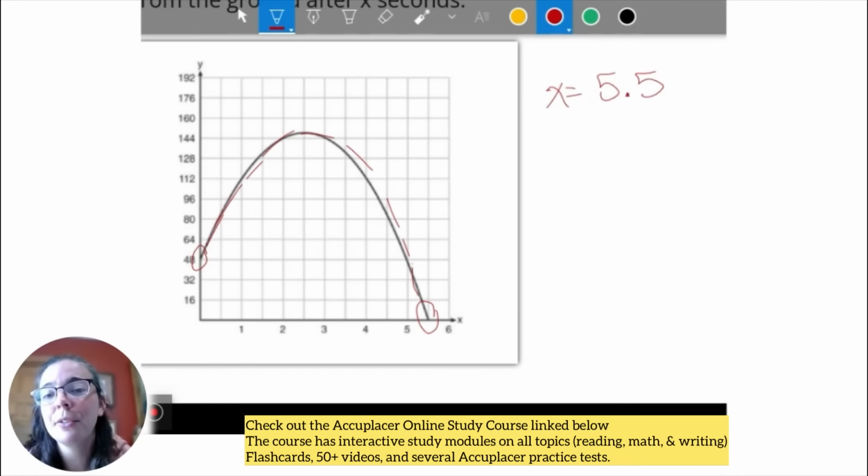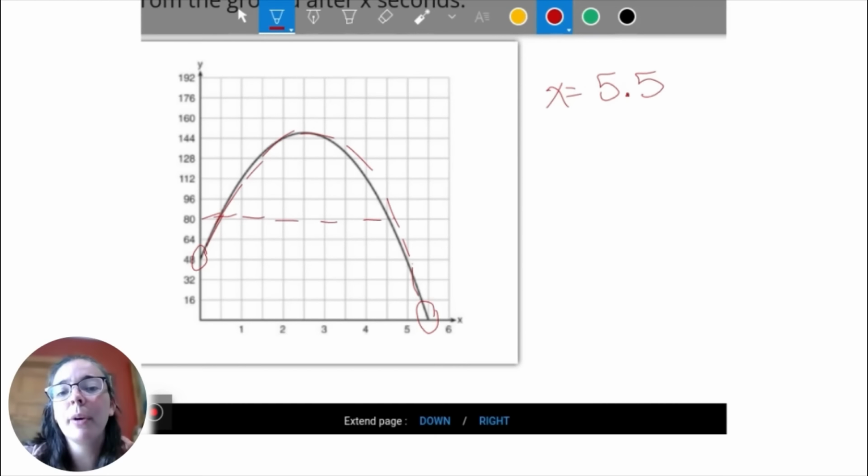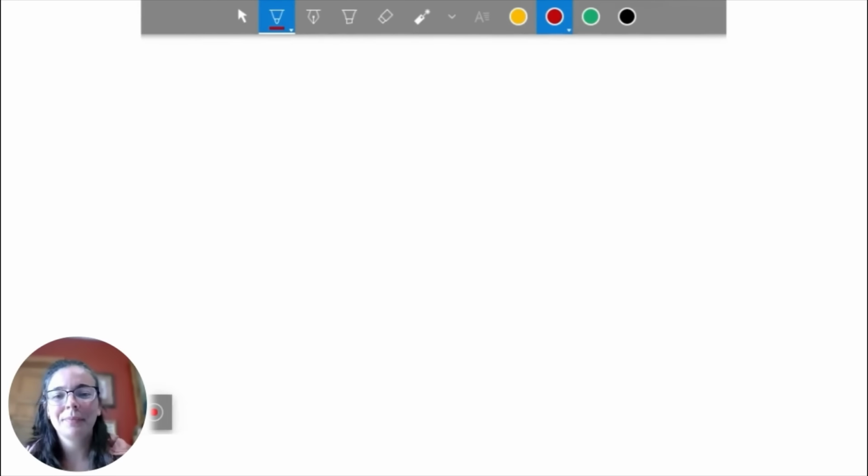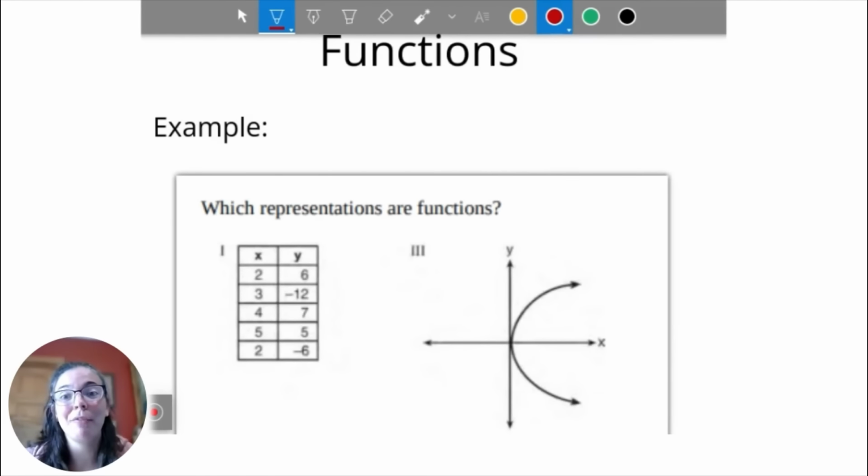Another question they could ask you is, at what point is the ball at a height of 80? So 80 is here. So at what point, I'm sorry, is the ball at a height of 80? Well, it looks like when we are at 1/2 and 4.5. So that's when x equals 1/2 or 4.5. So lots of different questions they could ask you. We need to know how to look at a graph and pull out important information from that based on the question. All right, our next topic is functions.